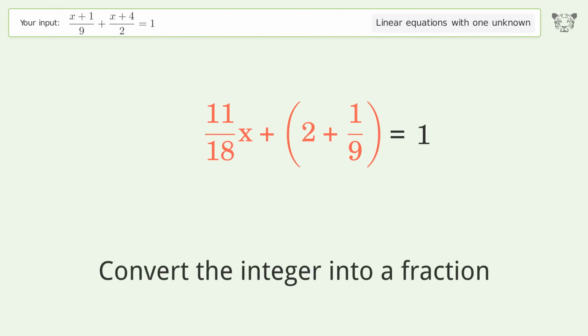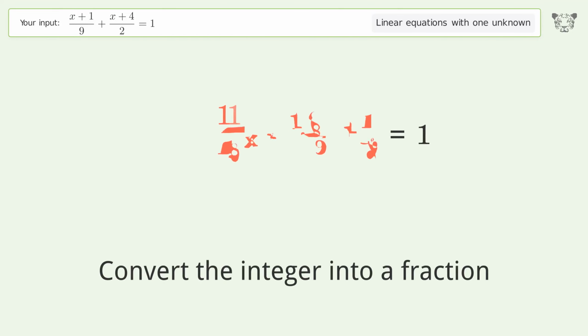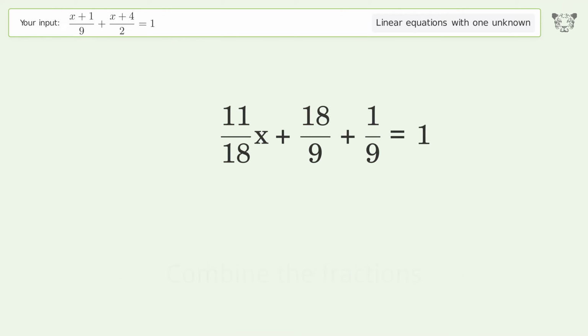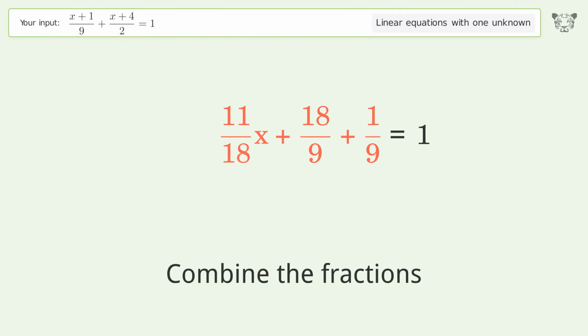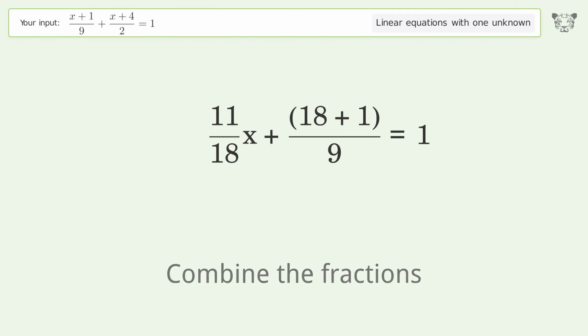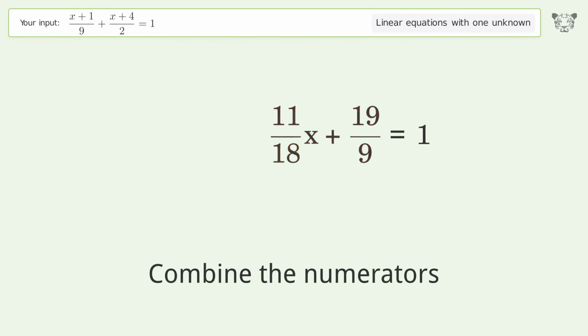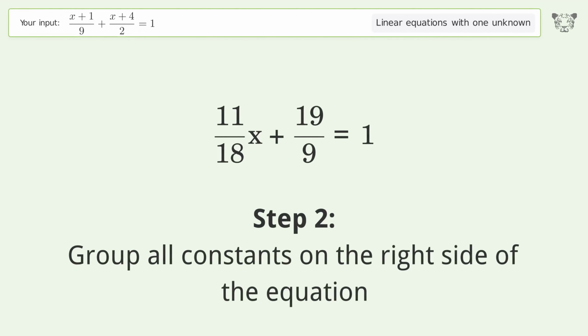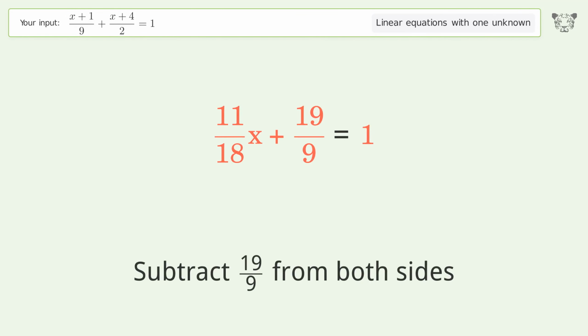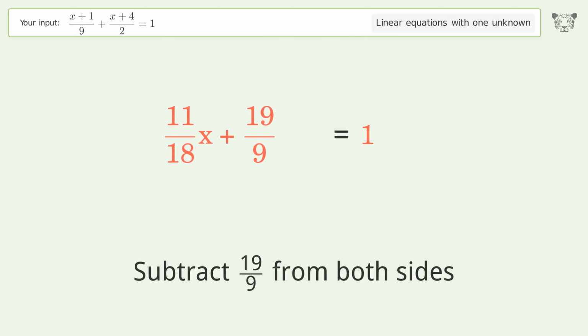Convert the integer into a fraction. Combine the fractions. Combine the numerators. Group all constants on the right side of the equation. Subtract 19/9 from both sides.